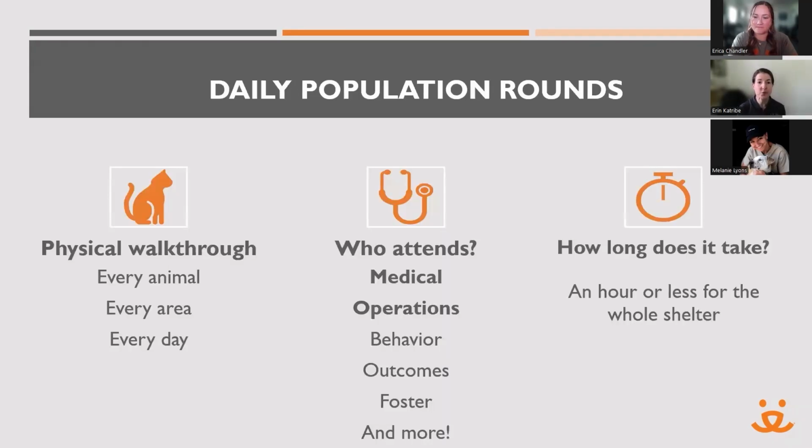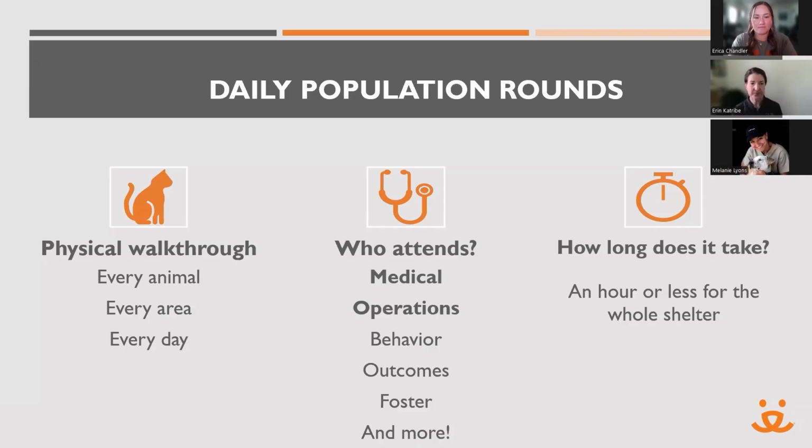All right, overview. What is daily population rounds? It is a physical walkthrough of the entire shelter. So we're walking through every area. We look at, lay eyes on every animal that's on site. And ideally we do this every day, although certainly we have situations where we do it 5 days a week, or we can make modifications to make it work, but ideally every day.